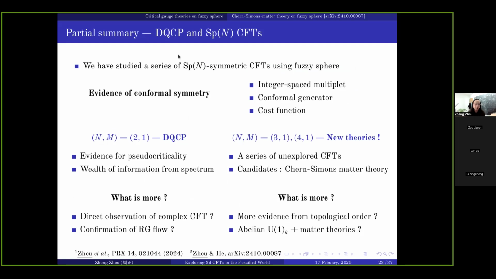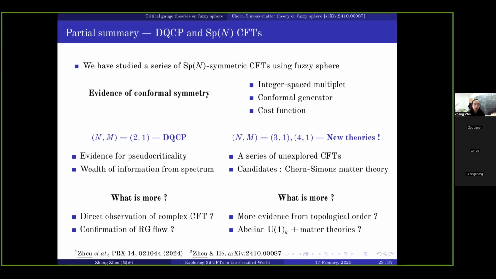Making a brief summary, we have studied a series of syncretic CFTs using the fuzzy sphere. We have found evidence for the conformal symmetry, including the integer-spaced multiplet, the conformal generators, and the cost function. For SP2, it is the deconfined criticality. We have found evidence for the pseudo-criticality and have obtained a wealth of information from the spectrum.